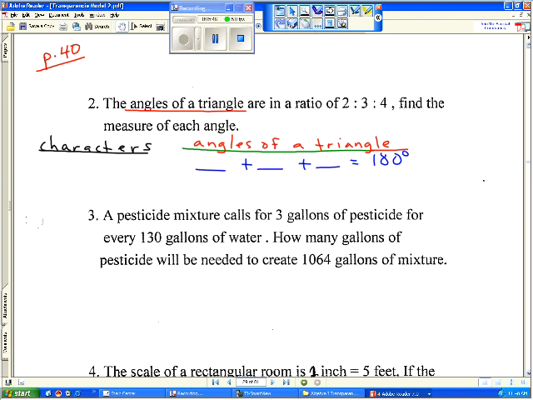So I need to make characters for those missing pieces. Angle sub 1, angle sub 2, angle sub 3. If I were to call them X, Y, Z, how many word sentences would I need? 3. But I don't have enough stuff for 3, so I'm going to have to do something else.